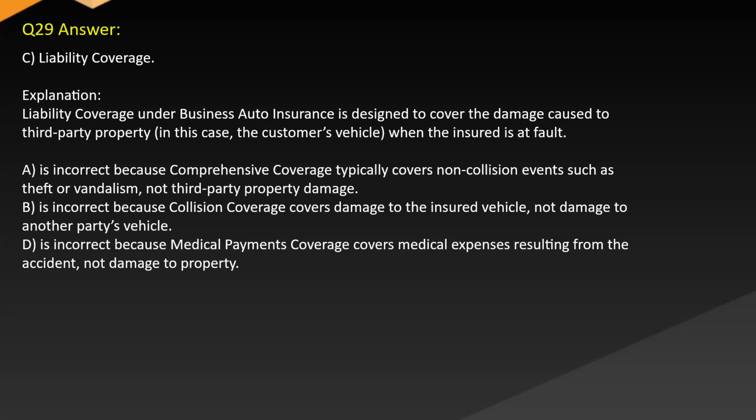Explanation: Liability coverage under business auto insurance is designed to cover the damage caused to third-party property, in this case the customer's vehicle, when the insured is at fault. A is incorrect because comprehensive coverage typically covers non-collision events such as theft or vandalism, not third-party property damage. B is incorrect because collision coverage covers damage to the insured vehicle, not damage to another party's vehicle. D is incorrect because medical payments coverage covers medical expenses resulting from the accident, not damage to property.